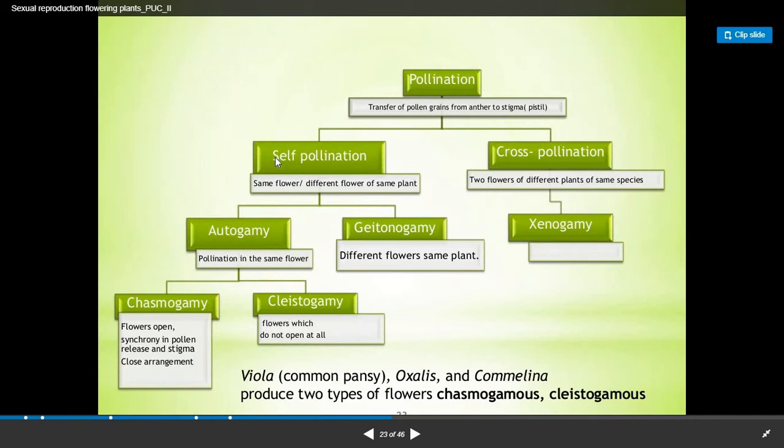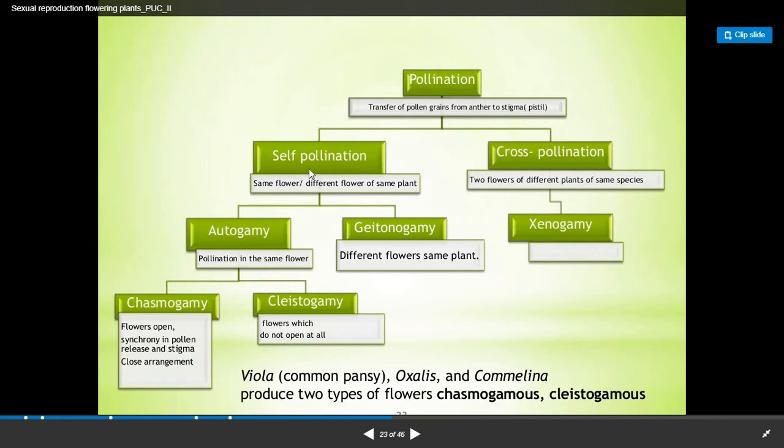In self-pollination, what occurs? It occurs within the same flower or in a different flower of the same plant. Whereas cross-pollination occurs between two flowers of different plants of the same species.